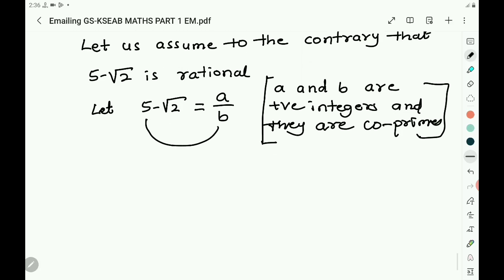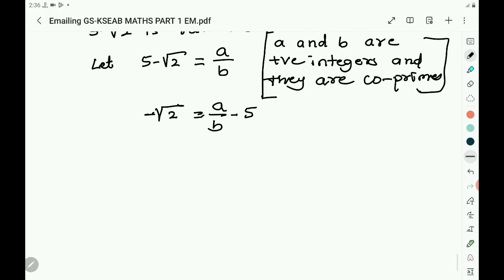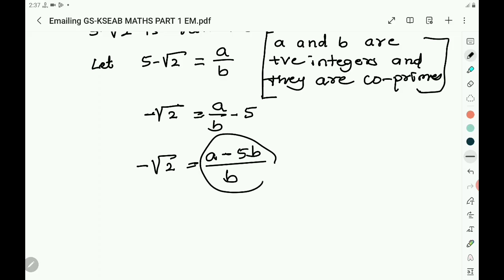Now you transfer this 5 to the RHS, so you will get minus root 2 equals A by B minus 5. Then minus root 2 equals, in the RHS take LCM B, and the numerator becomes A minus 5B, over B. Here you observe the RHS and LHS.